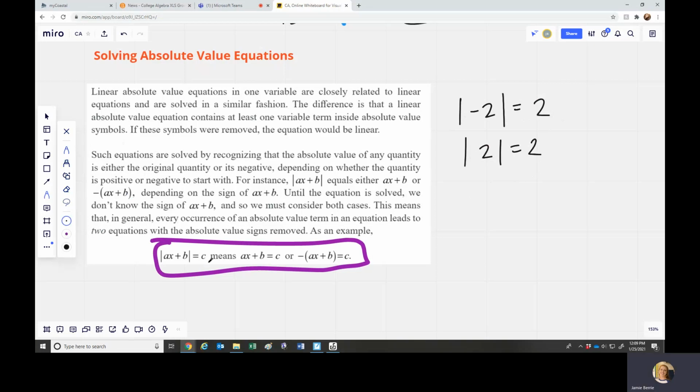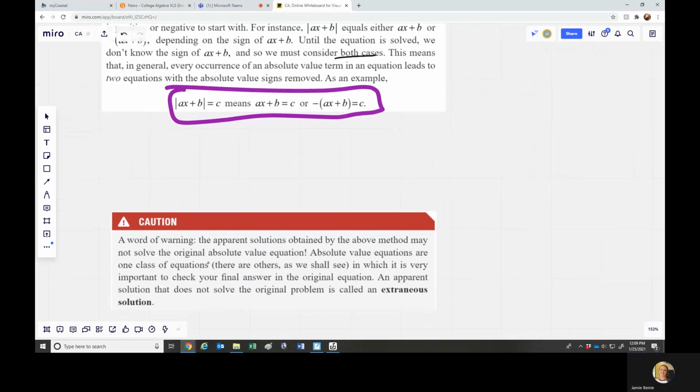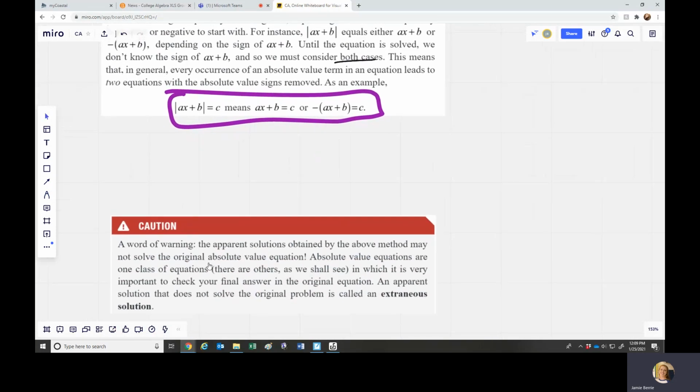It says, for instance, the absolute value of ax plus b is either going to be ax plus b or negative, and then in parentheses, ax plus b, depending on the sign of ax plus b. So we have to consider both cases. Now, this looks a little bit complicated, but I'm going to show you an example, and it's really not complicated. It's pretty easy.